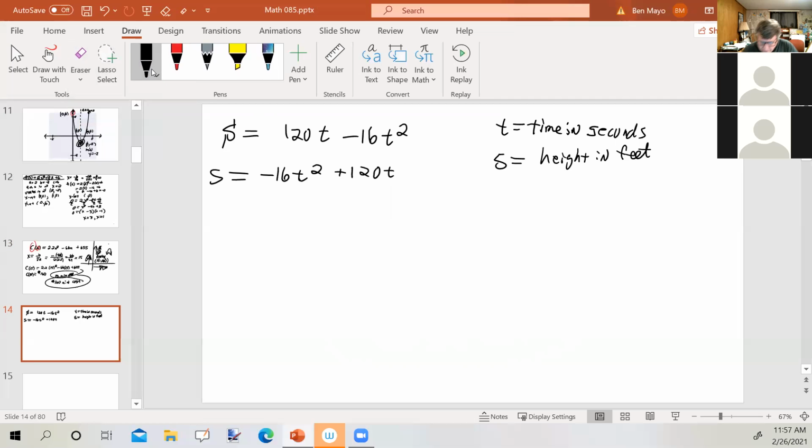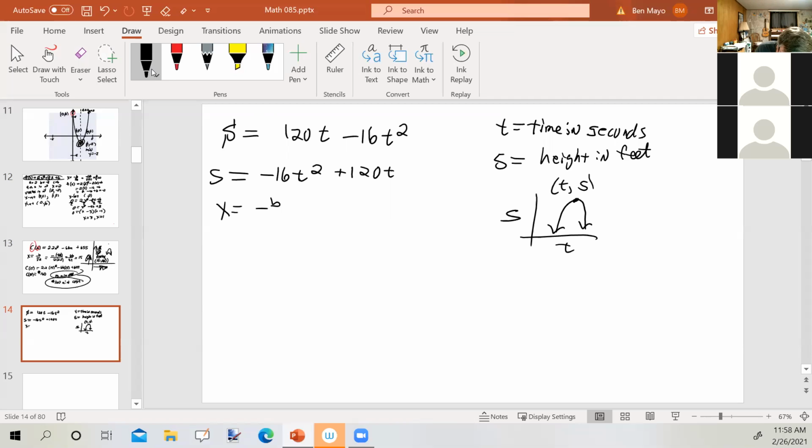Okay. Now, that would be a parabola opening downward, right? Because A is negative. This would be the t-axis. This would be the s-axis. They want to know at what time does it reach its maximum height, and what is that maximum height? So the vertex right there, the t value would be the time it took to reach the highest height. So again, we need to find the vertex, okay?